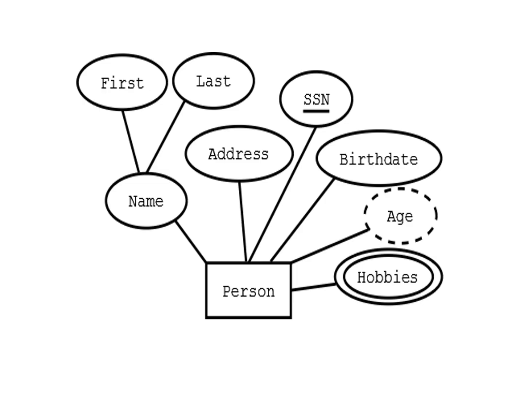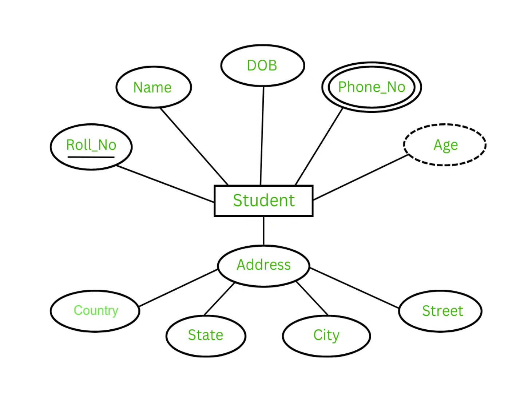Here person is an entity and name, address, SSN, birth date, age, hobbies are all the attributes. Here SSN will be the primary key or key attribute. Age will be the derived attribute and hobbies will be the multi-valued attribute because a person can contain a number of hobbies. Another example, student is an entity which contains n number of attributes. This is what is called types of attributes in ER model.